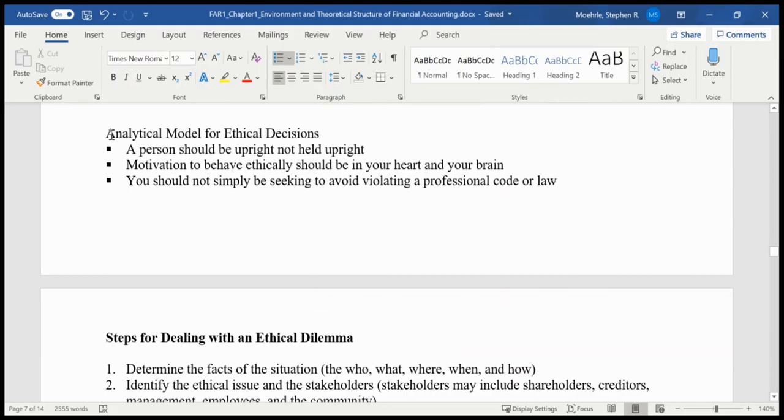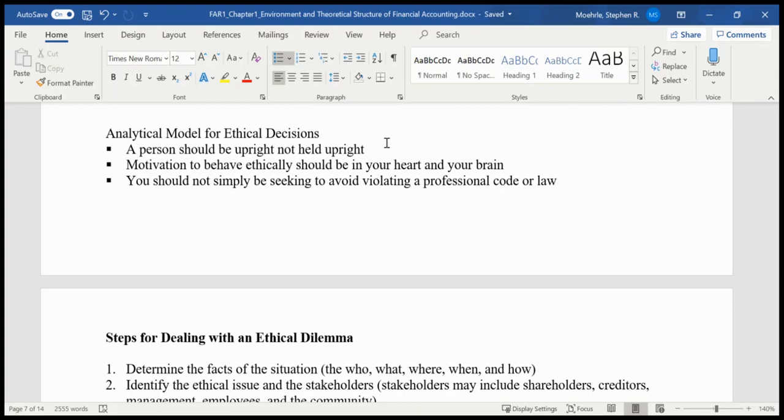And here's an analytical model for ethical decisions. I used a phrase earlier that you may have caught: a person should be upright, not held upright. You should do the right thing when nobody's watching, not just when someone is watching. Because if you're doing the right thing only when someone's watching, you're being held upright. You need to do what's right even when no one's watching.